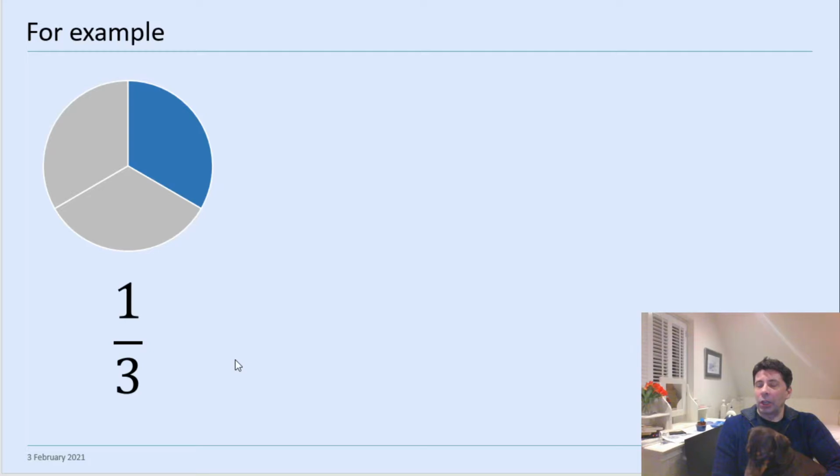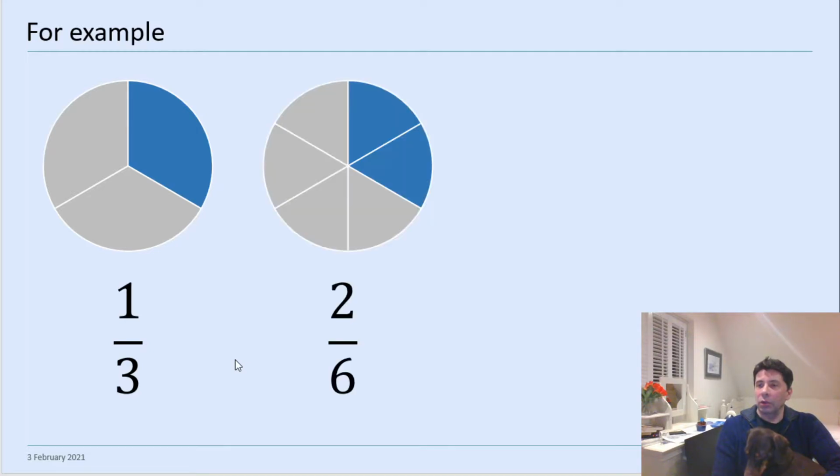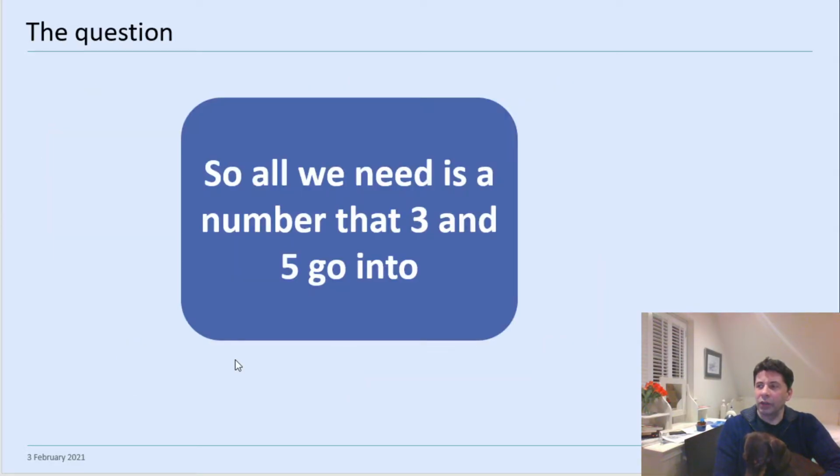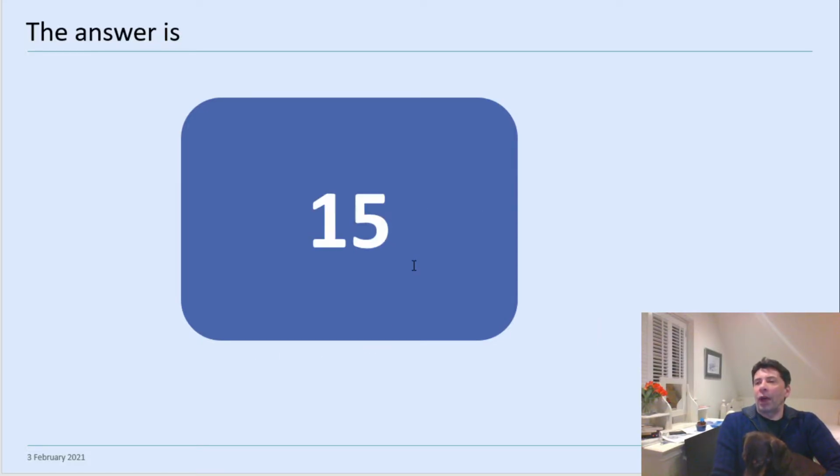If we multiply the top and bottom of a third by 2, we get 2/6, which is the same as a third. Looks the same as a third, doesn't it? And multiply by 3, we get 3/9. So we can multiply or divide the top and bottom by a number, and it doesn't change the fraction. Just a different version of the same fraction. So what we need is a number that 3 and 5 go into. We've discovered that that's 15.